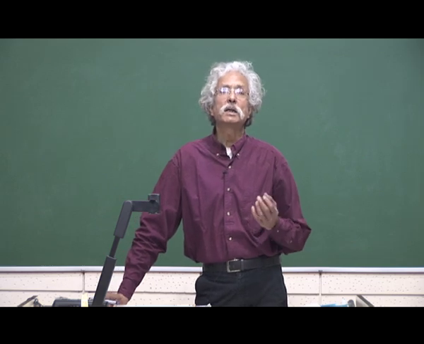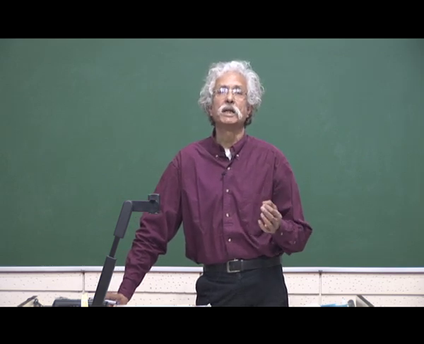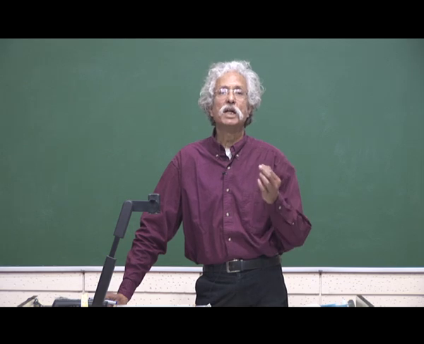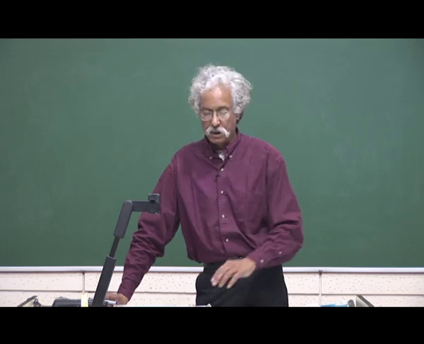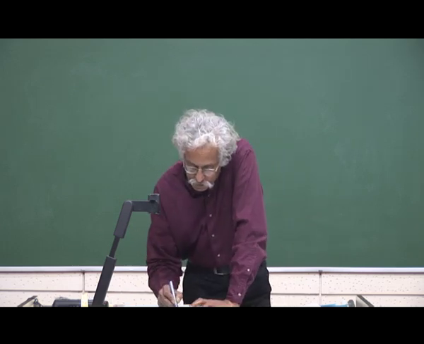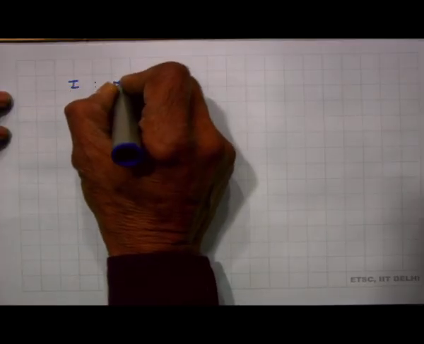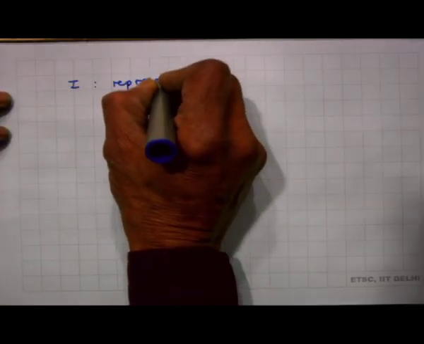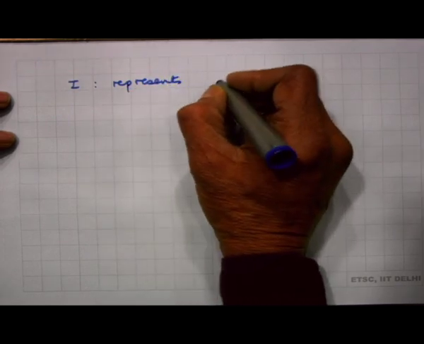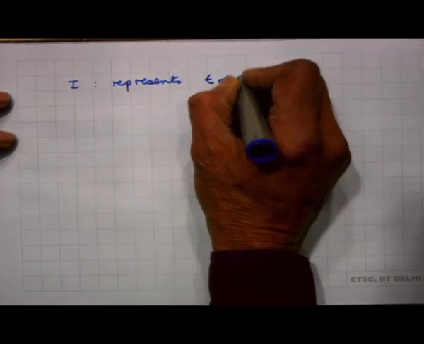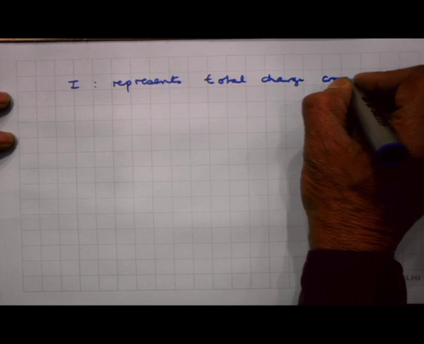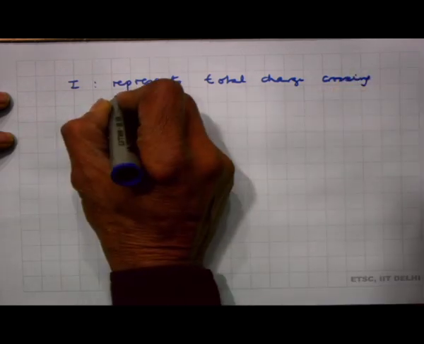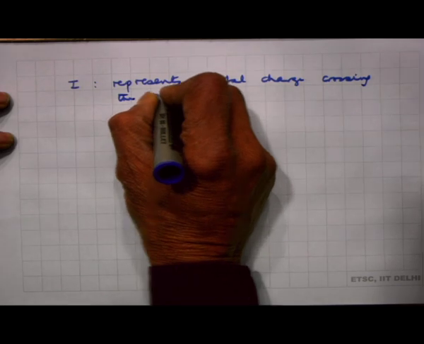Now, what is current? Current is nothing but the amount of charge moving per unit time. If I have a current I, the amount of charge that I am moving across the circuit per unit time is nothing but the current. So, I represents the total charge crossing the circuit per unit time.